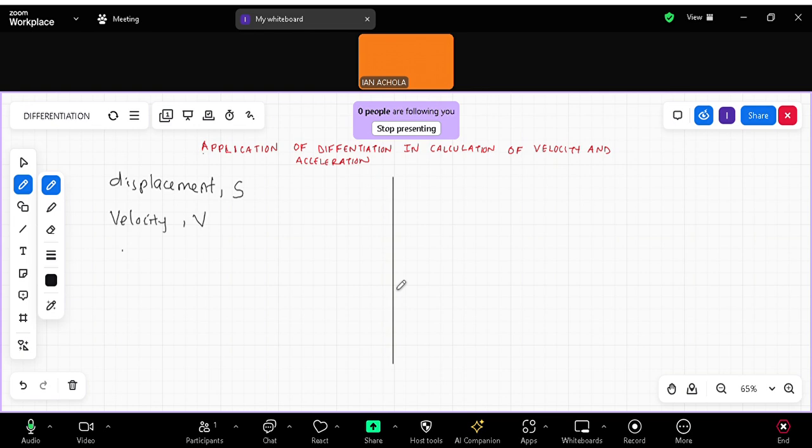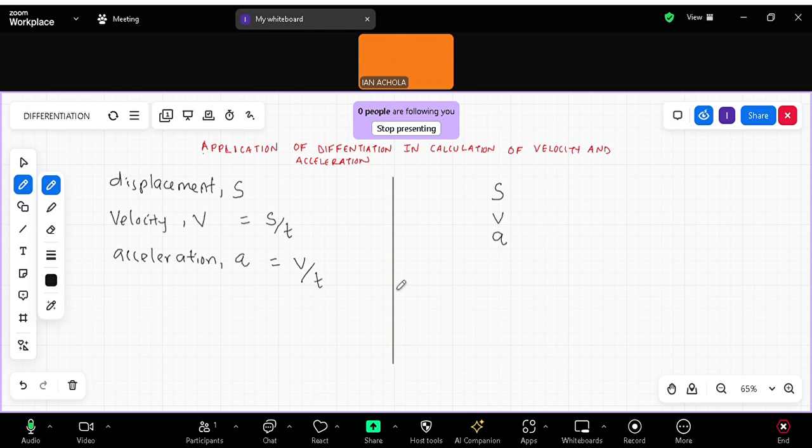Then you also have the acceleration of a given particle. The acceleration of a particle is denoted by a. Now displacement, velocity, and acceleration in that order. So velocity, we always calculate as displacement per unit time. Then acceleration is always velocity per unit time, the change in velocity per unit time. Now displacement is denoted by s, then you go to velocity, then you go to acceleration.